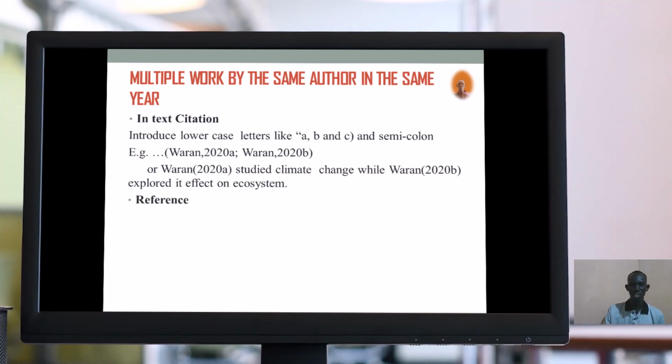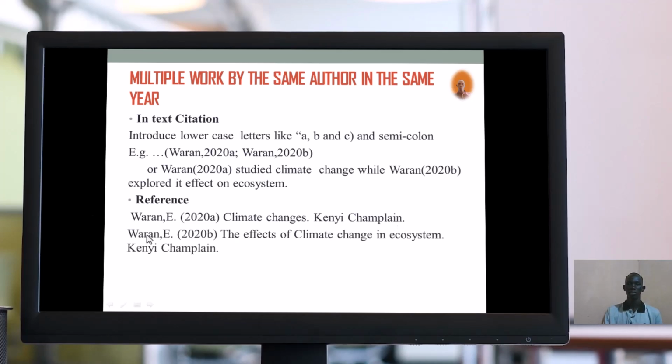Then we come to our reference list. In our reference list, normally we separate them. The first publication we separate from the second publication. For example, here we put Warren and the initials. We put the year of publication, meaning this is the first publication. We put the title of the book, and then the publisher. Then you can also give, for example, here the second publication, which talks about the effect of the climate changes on ecology, and that is how we can cite multiple works done by the same author.